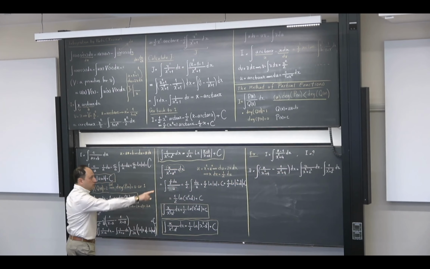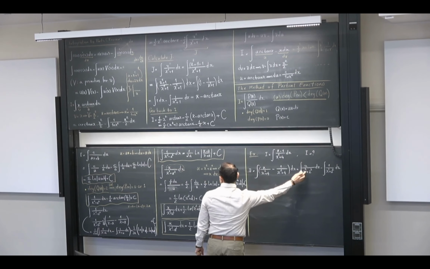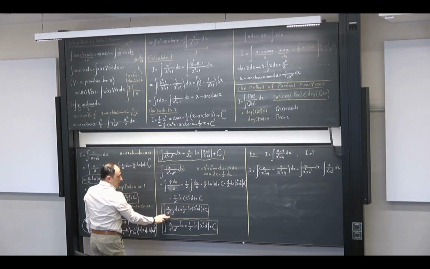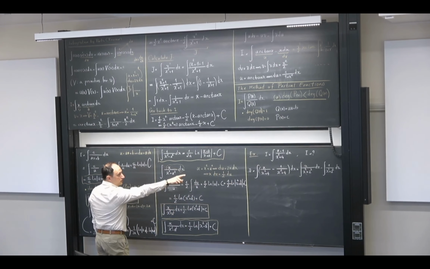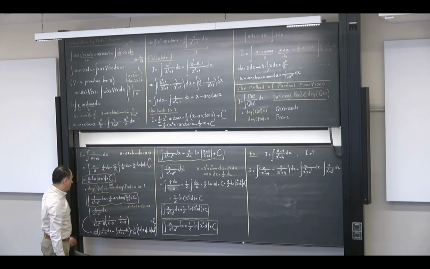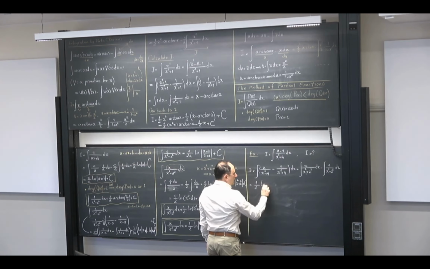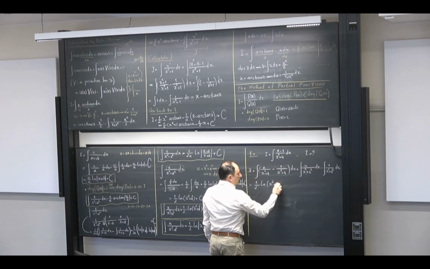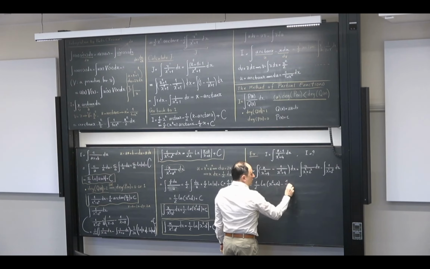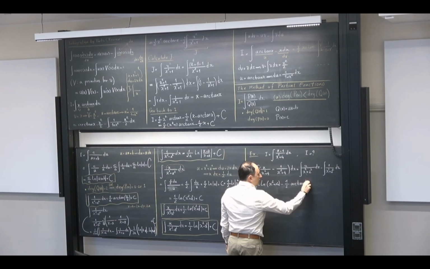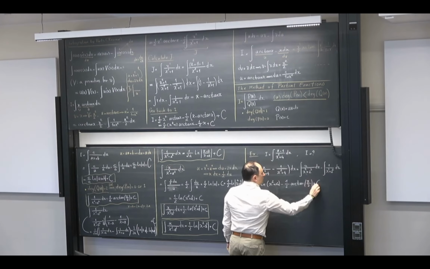Which one is this one? This one is here. A is 2. And the other one is, which one? Is this one. Yes? So let us just put them in place. So this becomes 1 over 2 ln of x squared plus 4, and then minus 1 over a arctangent of x over a plus a constant.